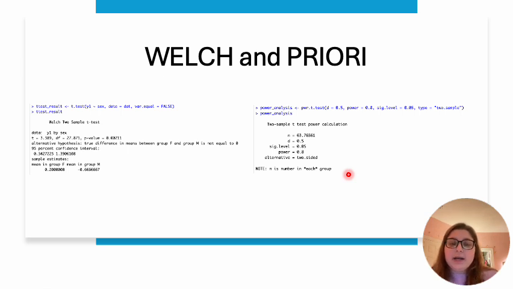And then here we can see we got a result of about, you can round up, about 64 participants that we need in order to achieve an 80% power to detect an effect size of 0.5 at the 0.05 level. So that's just what this is showing here.